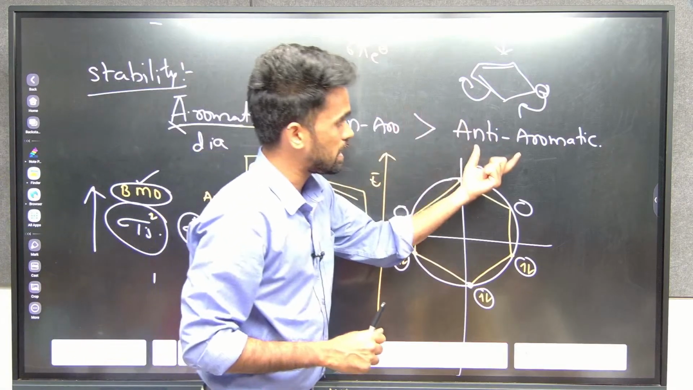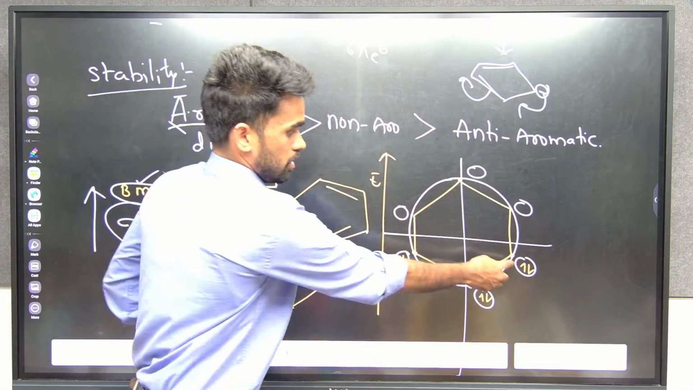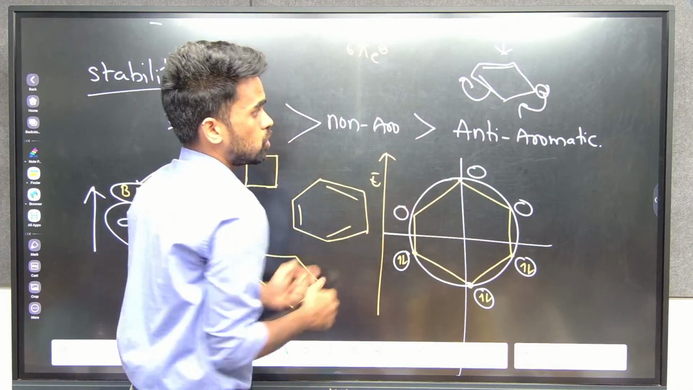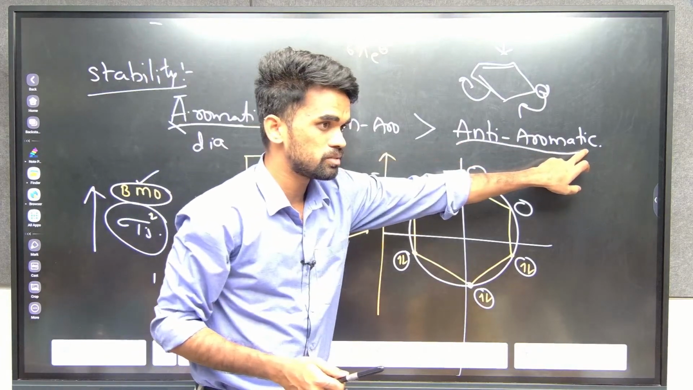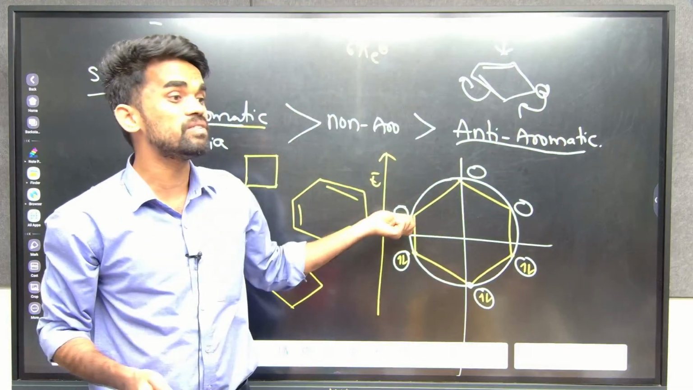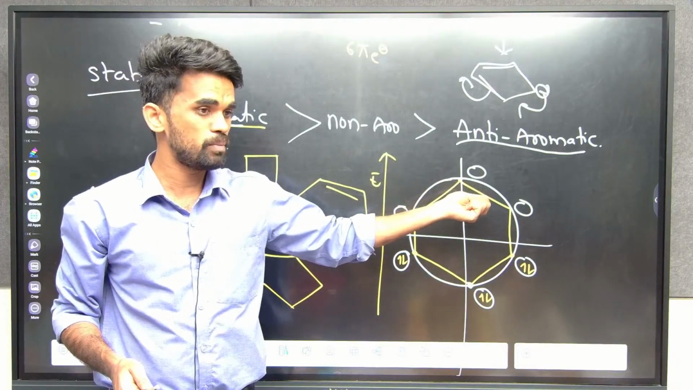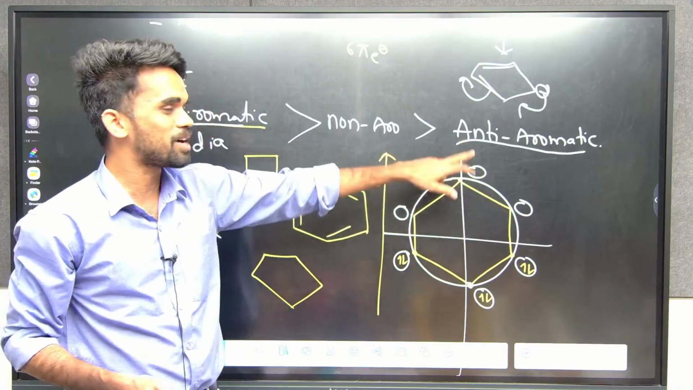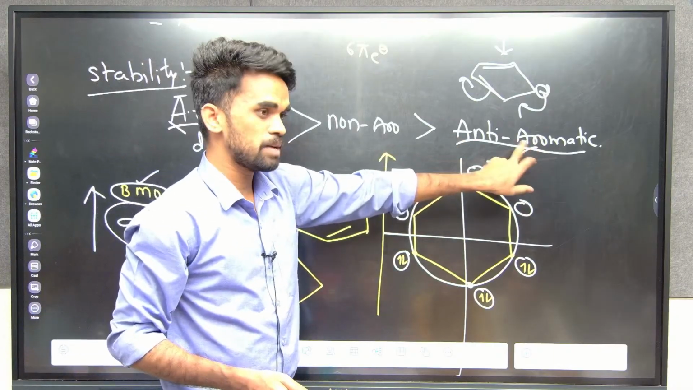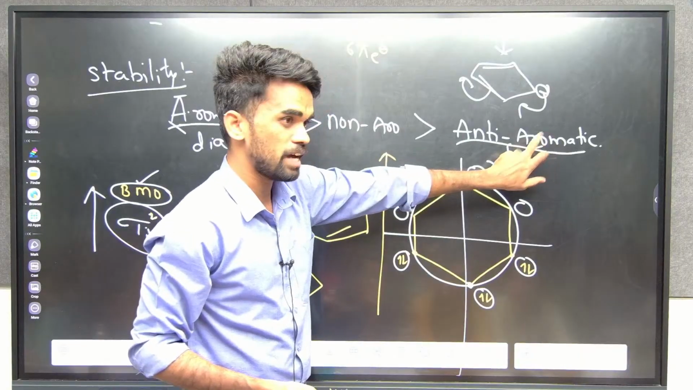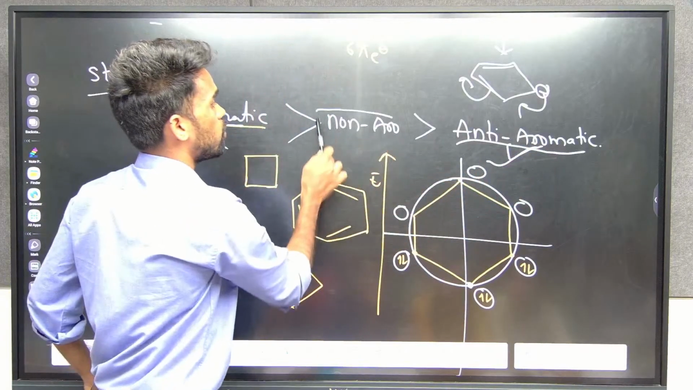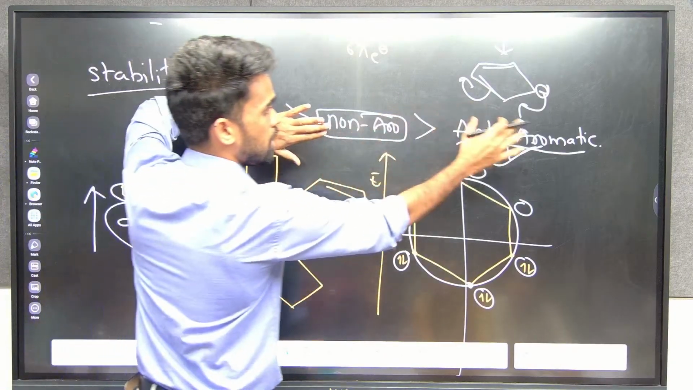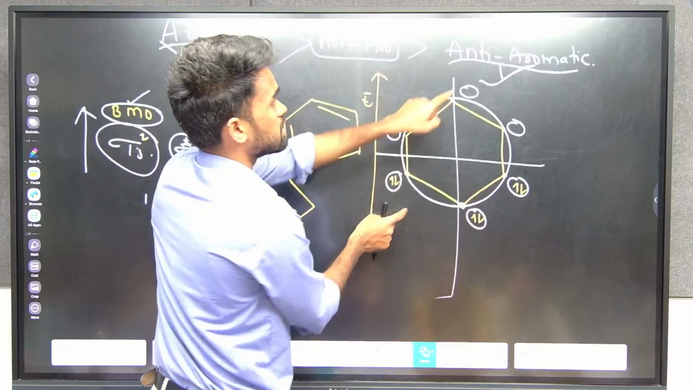Sir, when it comes to anti-aromatic compounds, after filling, the electrons go to anti-bonding. So for anti-aromatic compounds, the pi electrons will lie in which orbitals? Anti-bonding molecular orbitals. That's why the molecule becomes unstable. Unstable for which case? Anti-aromatic. In between we have what? Non-aromatic. So these are stable, these are intermediate, these are unstable.